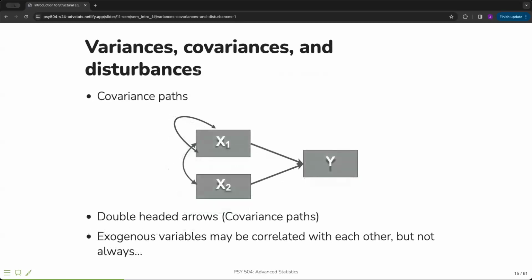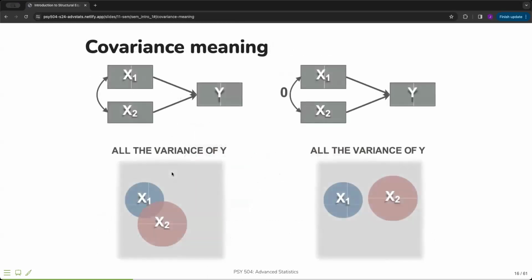Covariances are also represented by double-headed arrows, but usually it's to another variable. So as I have depicted here, we have this double-headed arrow going from X1 to X2. And these are not unidirectional, they're bidirectional. And again, this just represents a correlation between these two variables. So what does it mean to covary with another variable? It means that there's shared overlap in the variance, as is depicted here.